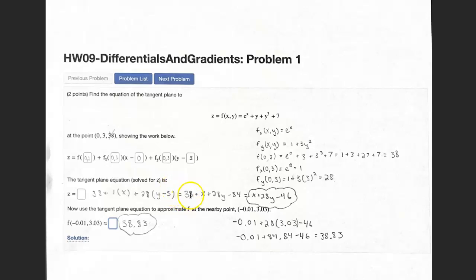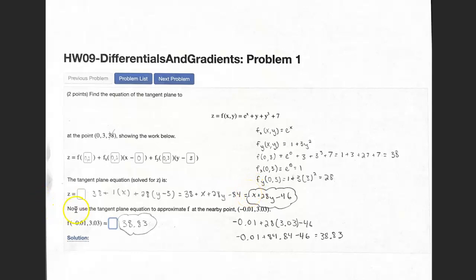So then I just rewrote it as 38 plus x plus 28y minus 84, and just did even a little bit more simplifying. So it comes out to be x plus 28y minus 46, which tangent plane equation is just very helpful in a lot of problems I've found.